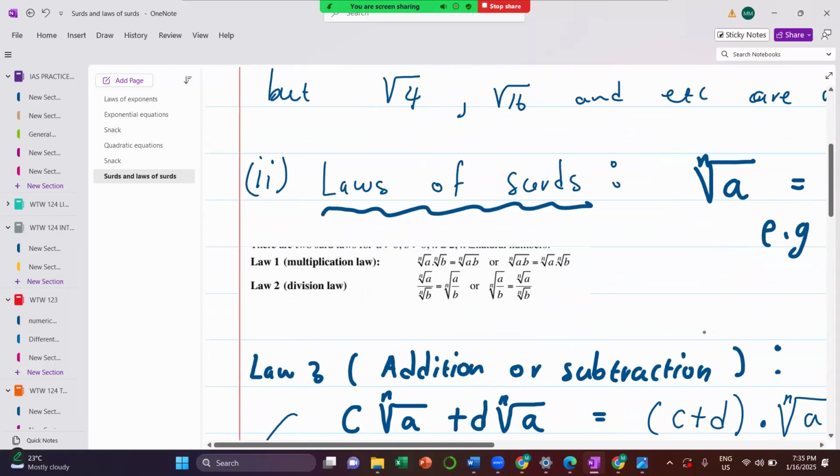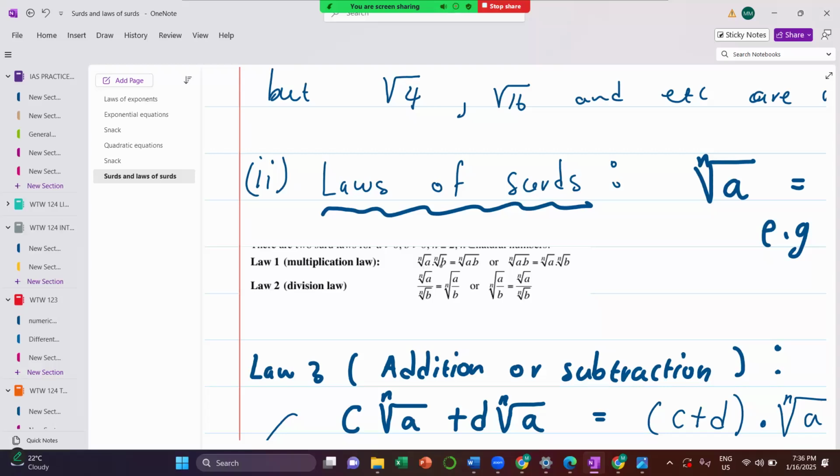It says if I'm multiplying two surds of the same root, you see, this is the nth root and this is the nth root, but I have two different numbers inside the surds. I have A, which is different to B. So the law says I will keep the surd sign and then multiply whatever was inside the two different surds.